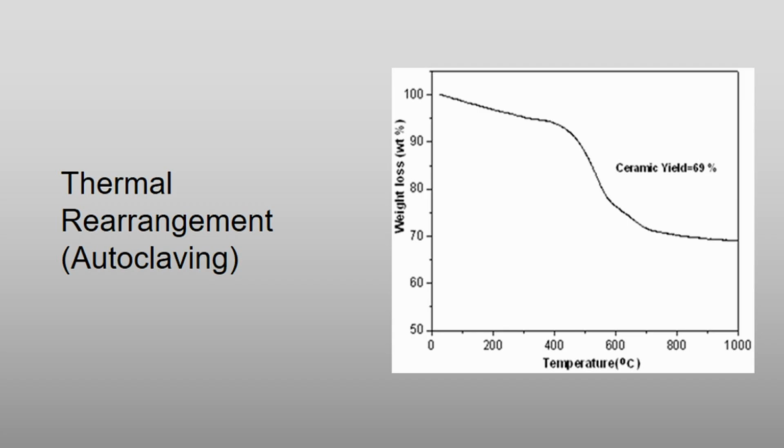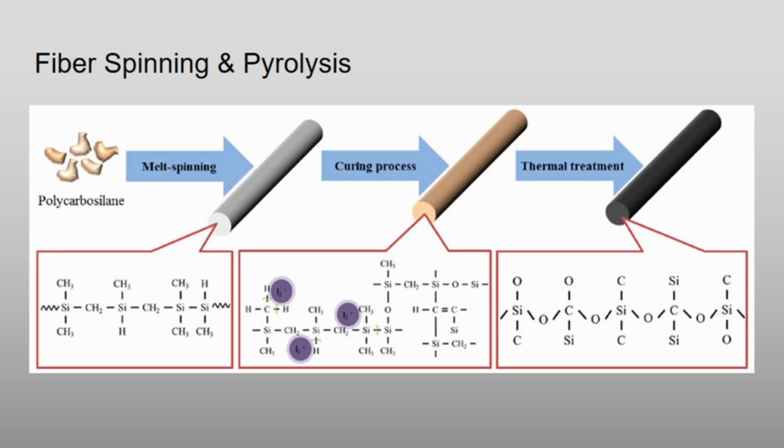This forces the linear silicon-silicon backbone to cross-link into an alternating silicon-carbon skeleton, synthesizing liquid polycarbosilane, the pre-ceramic polymer matrix. This illustrates the chemical structural rearrangement during high-pressure thermal processing. Step 3. Perform component fabrication, fiber spinning, and pyrolysis.